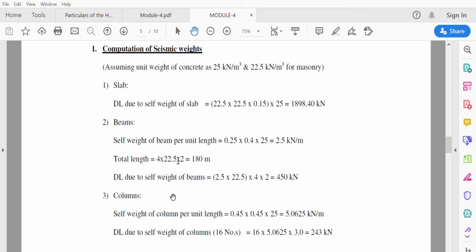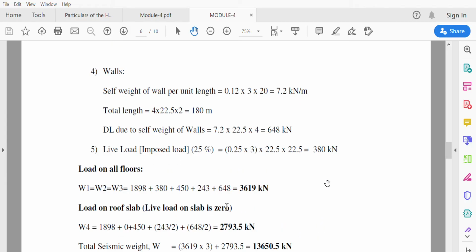Then columns. Self weight of column per unit length is size of the column, 0.45 into 0.45, multiplied by density of the concrete. So it is 5.0625 kilonewton per meter. Dead load due to the self weight of the column: total there are 16 columns, so 16 into 5.0625, the self weight, multiplied by 3. 3 is the height of the column. So it is 243 kilonewton.